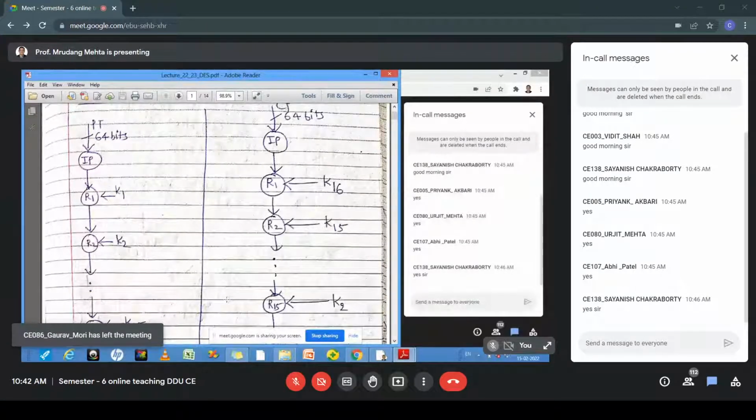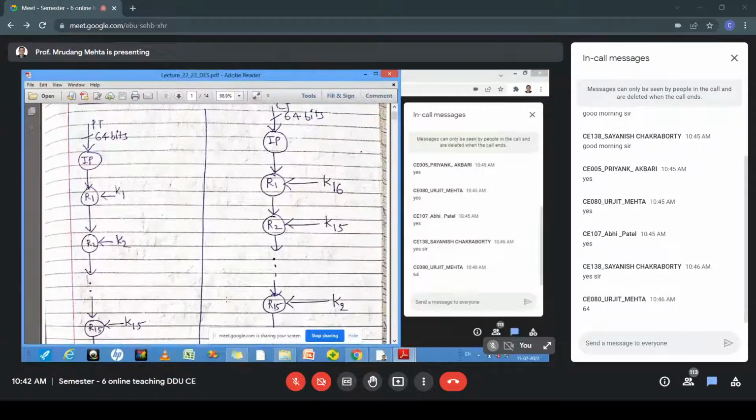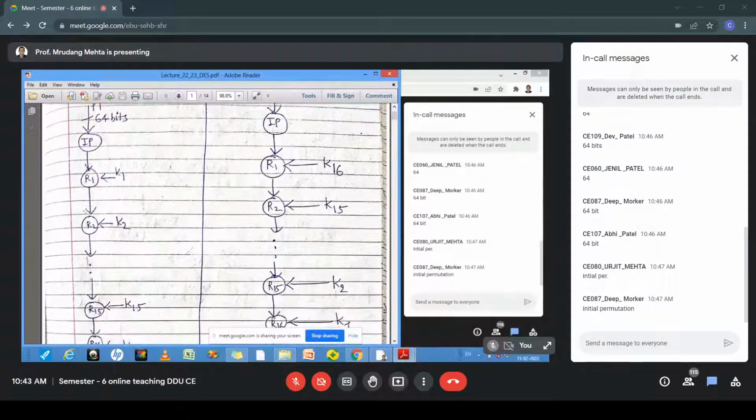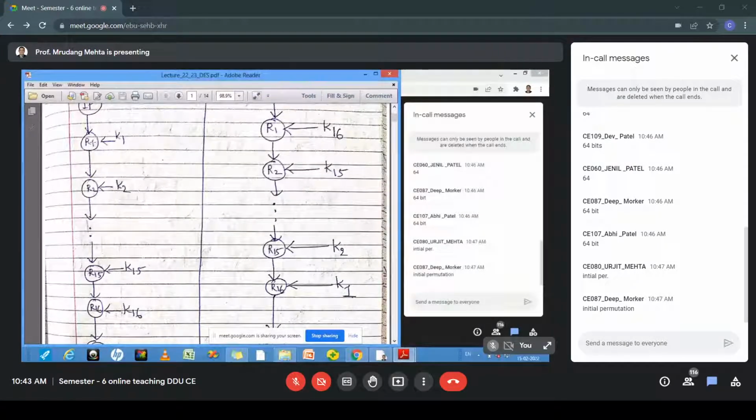What is the plain text size? Can anyone tell? In DES, what is the plain text? That is 64 bits, a 64-bit block, right? So you can see that your plain text is divided into blocks of 64 bits. And then the first step, that is IP. What does IP stand for? Initial permutation, correct. And then it follows 16 rounds: round 1, round 2, round 15, round 16.